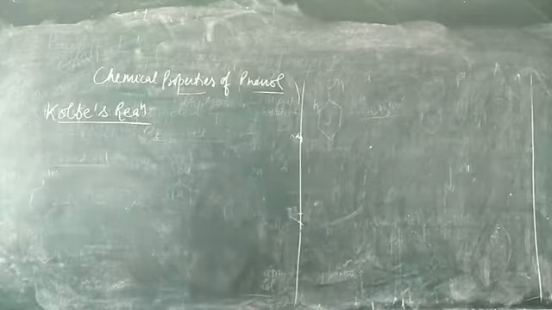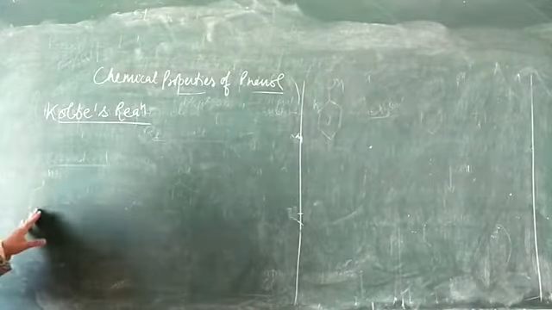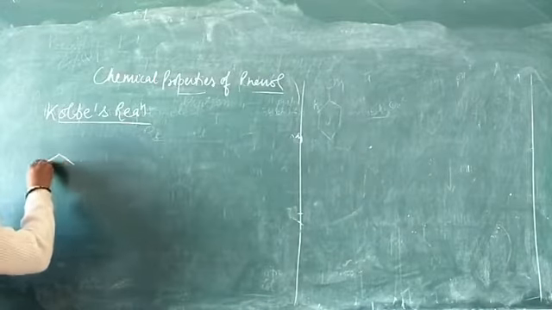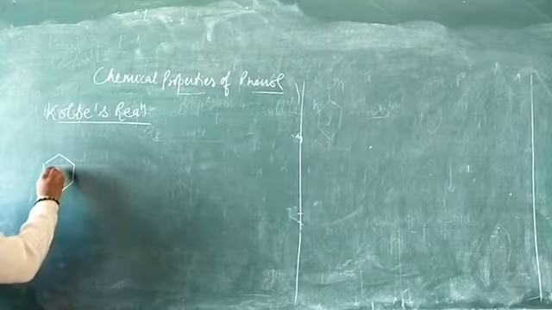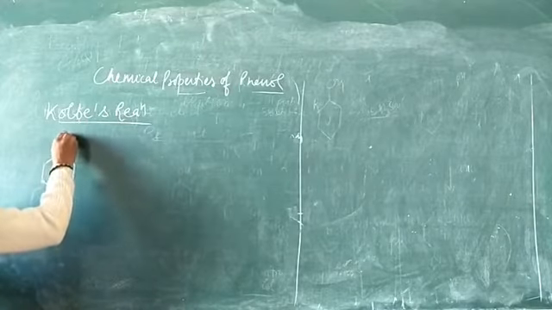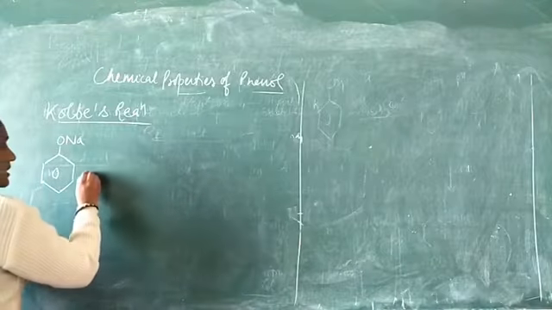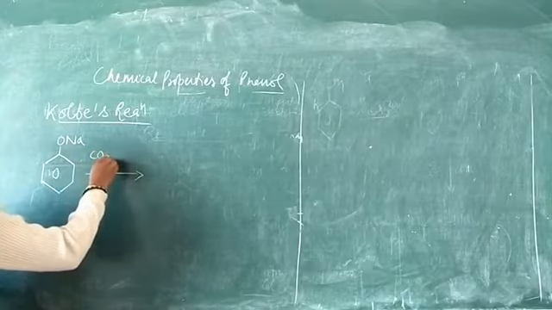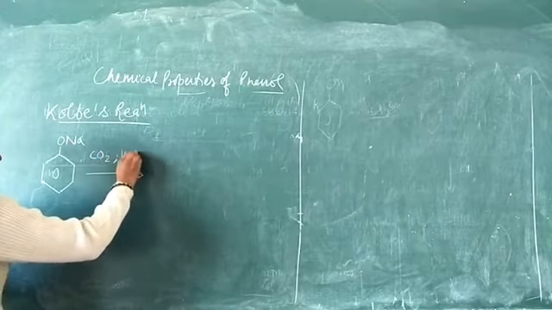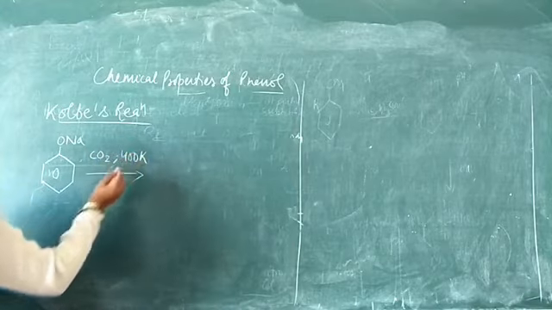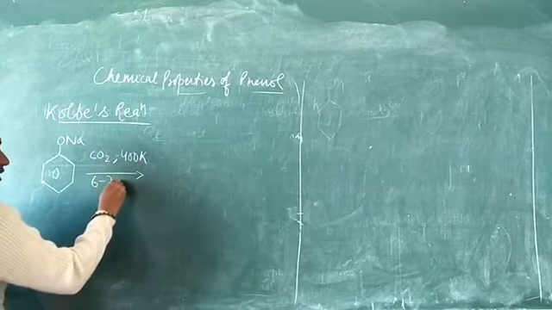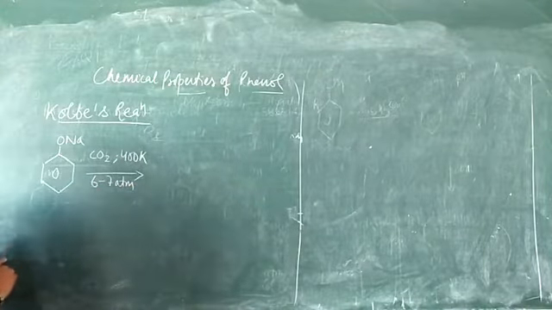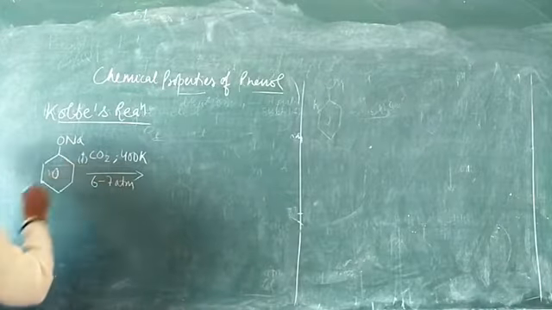Now students, we will discuss the main reaction or the special reaction which is shown by the phenol. That is when phenol, or we can say the sodium salt of phenol, is treated with or heated with carbon dioxide at 400 Kelvin temperature and 6 to 7 atm pressure, right? This is the first step.